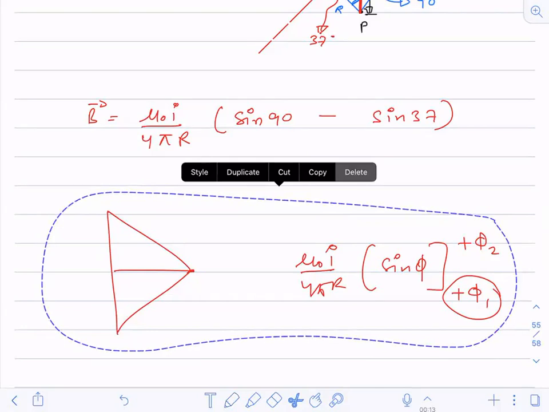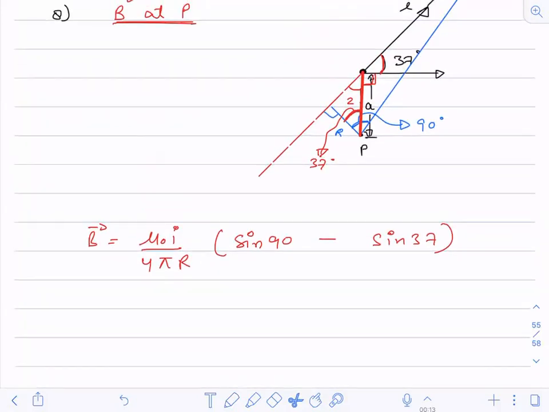Now what is the value of r? Can anyone tell me what is the value of r here? Will r be a cos of 37? A cos of 37. Very good, Gautam, very good. 4a by 5. The r value will be 4a by 5, a cos of 37.